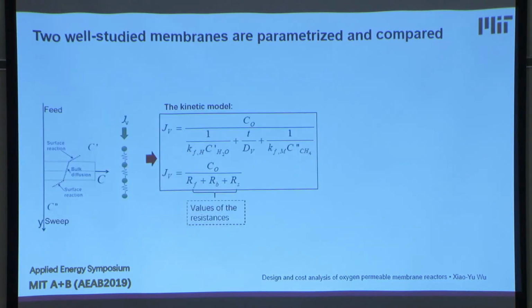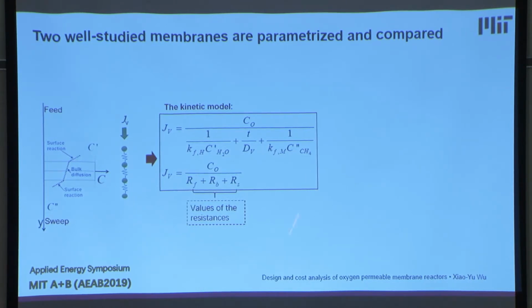So here shows the kinetics model that we used in our lab. As I mentioned, this is the flux, and we consider the potential of oxygen flux over some of the resistance of this oxygen permeation. There were several steps in this process, and for each step, I ascribed a resistance.